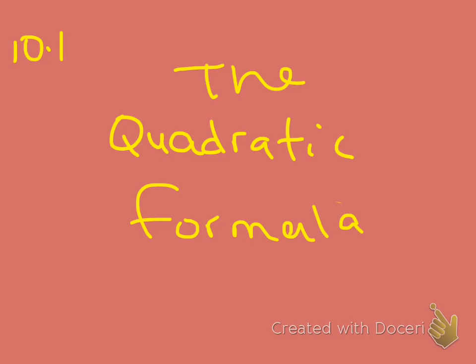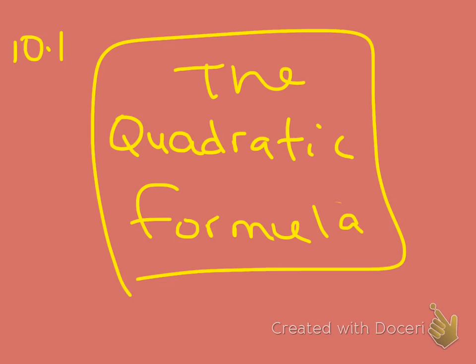Alright, today we're going to talk about the quadratic formula. We've been factoring, setting equal to 0 and finding the pieces. We've been completing the square. We've also been taking the square root of both sides when we solve quadratic equations. Completing the square will always work, and so will the quadratic formula.